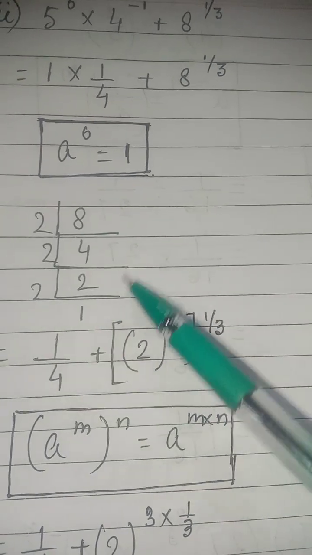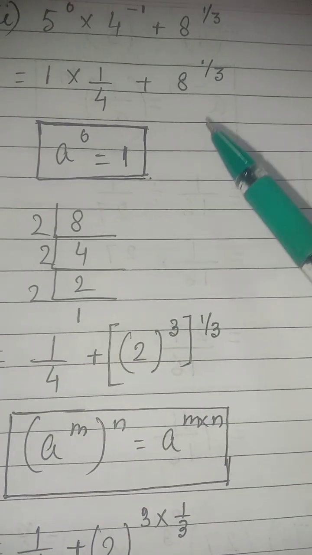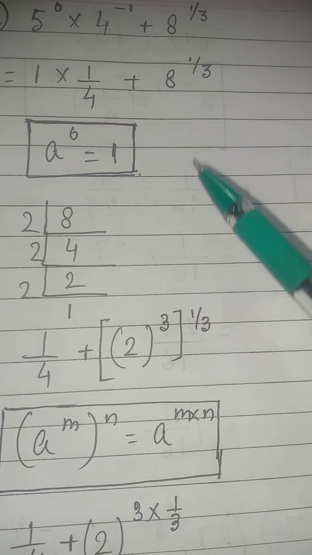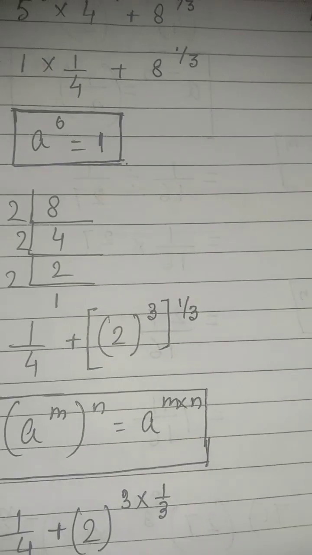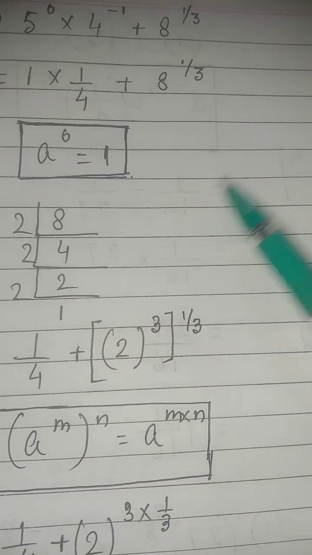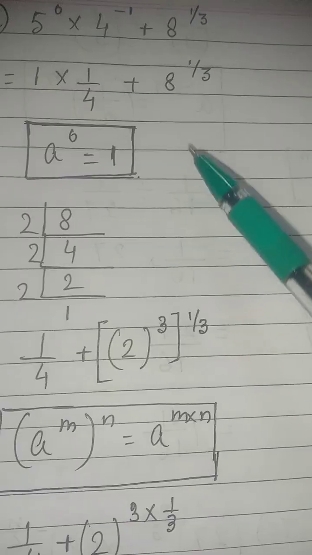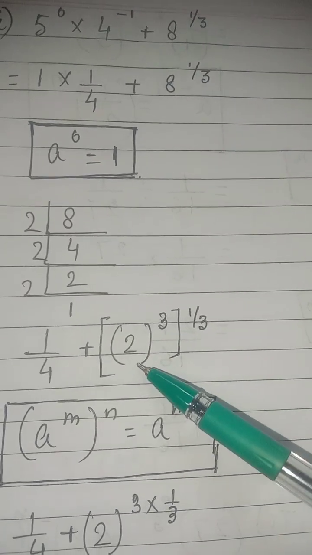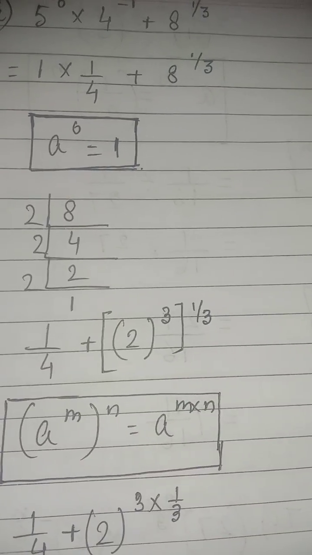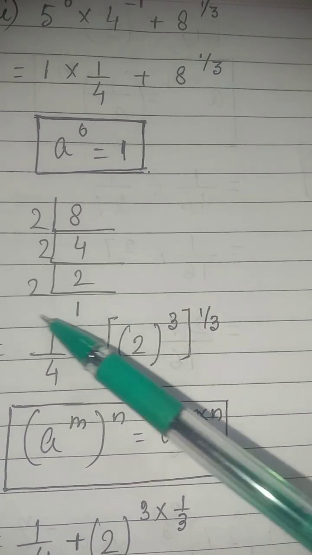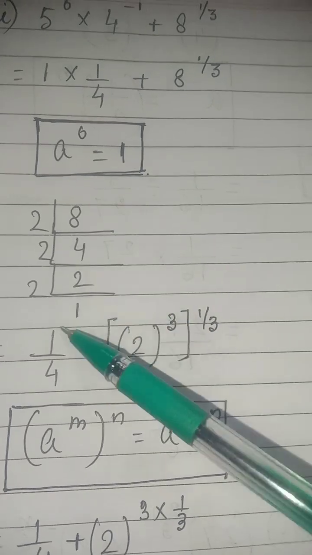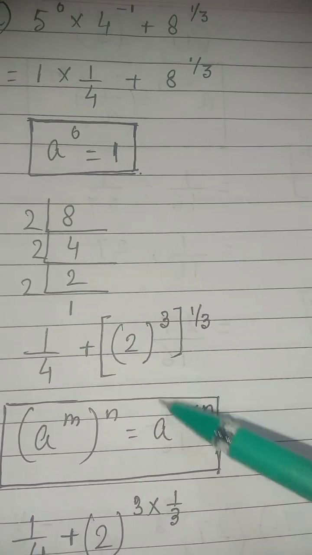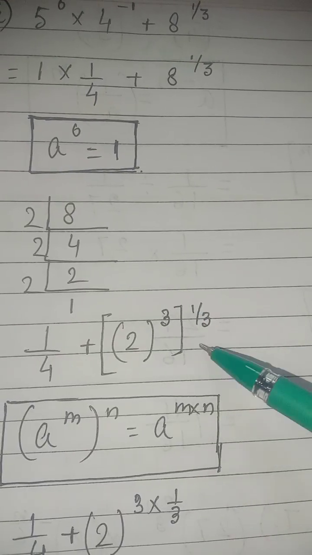You can skip this prime factorization if you learn the squares and the cubes of each term, like 1 square, 2 square, 3 square, up to at least 30 square, and cubes also: 1's cube, 2's cube, 3's cube. Then you can easily identify whose cube it is. 8 you can easily write as 2's cube if you learn those values. But if you have not learned, then do the prime factorization and find out how many times it will be multiplied to get 8. So 8 is 2's cube to the power 1 by 3.